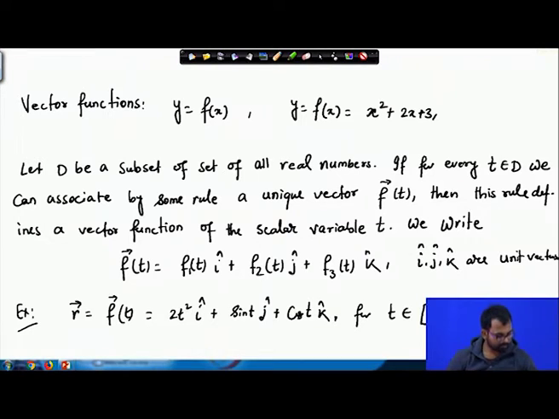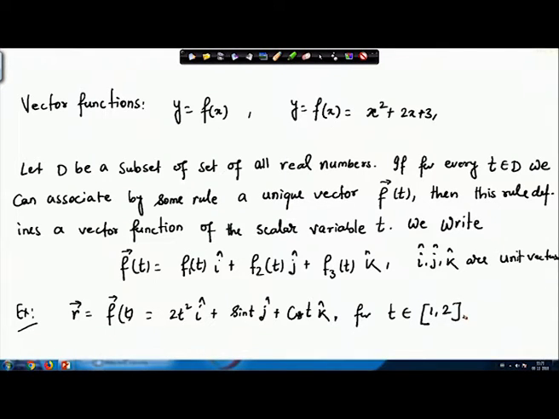All right. Now what do we mean by scalar field and vector field? Scalar field and vector field, what do we mean by them?